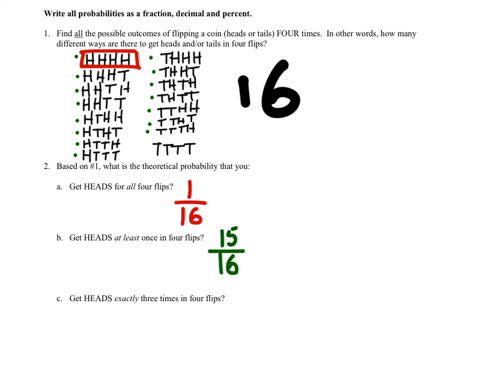Get heads exactly 3 times in 4 flips. Now notice it did not specify how many in a row we needed, just that you get 3 heads exactly in the 4 flips. So the first one doesn't count because it's 4 heads. It wants just 3. So there's 1, 2, 3, 4. I only got 4. 4 out of the 16 have exactly 3 heads. And yeah, you could simplify that to a 4th if you wanted to.